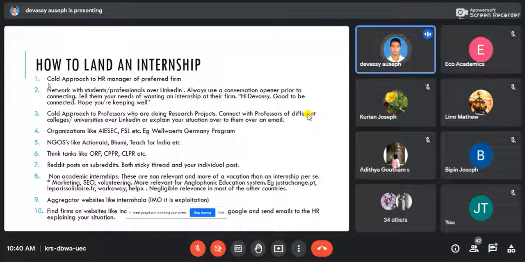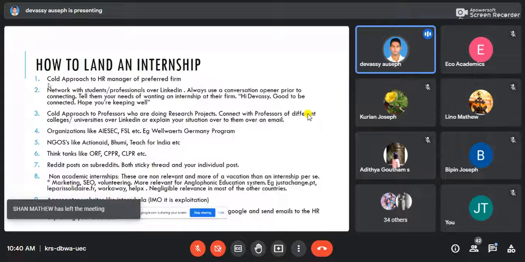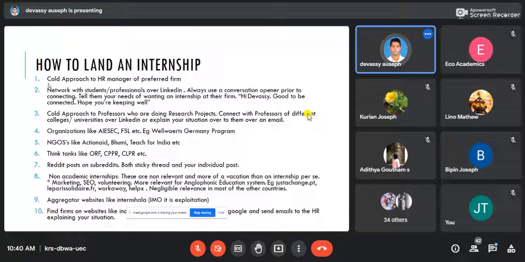So digital marketing, search engine optimization, volunteering. It is not relevant for Indian education, but it is more relevant for Anglophone education. Most of the people who do these non-academic internships are from the US, UK, Australia, Canada, and not from India. So a few websites, and these internships are free of cost. You get a small stipend, and you get to travel to some other country, but you should be willing to pay for your tickets.